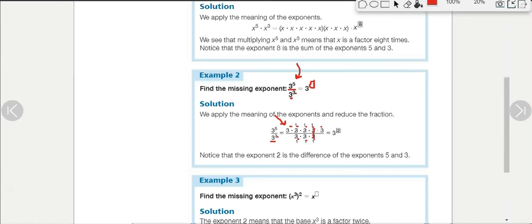Cross out the way we've learned how to reduce with primes or whatever. You've got a 3 left here and a 3 left here. 3 times 3, or 3 used as a factor 2 times, means 3 squared, doesn't it? So what did we do with the exponents when we divided? We found the difference between them. So when you have like bases divided, we subtract the exponents. So 5 and 3 were subtracted to find an answer of 3 to the second.